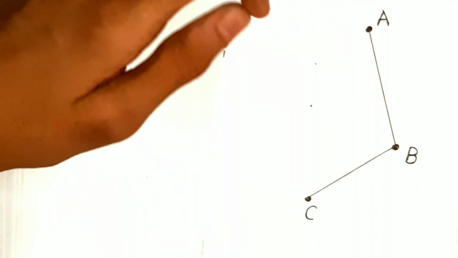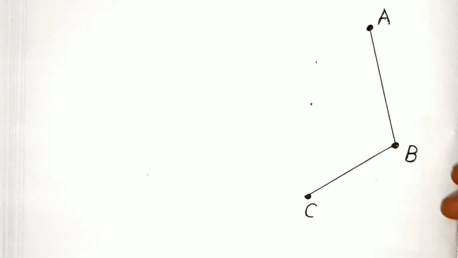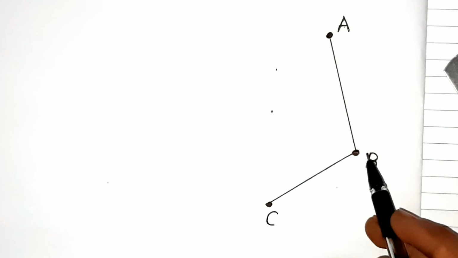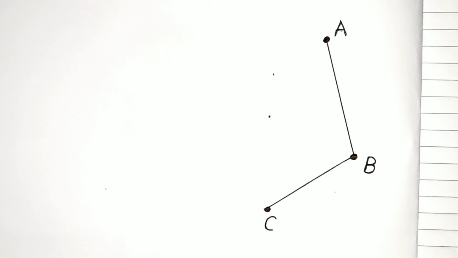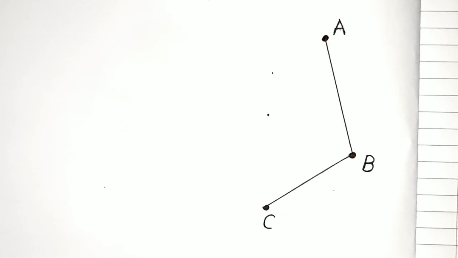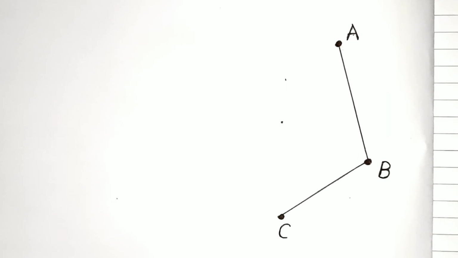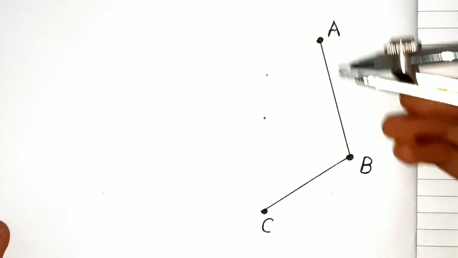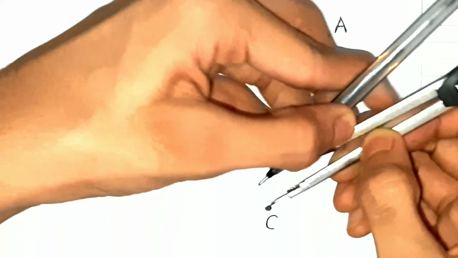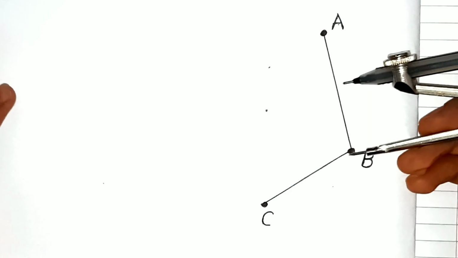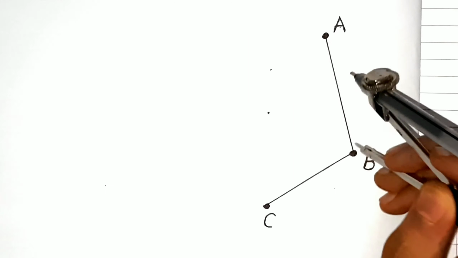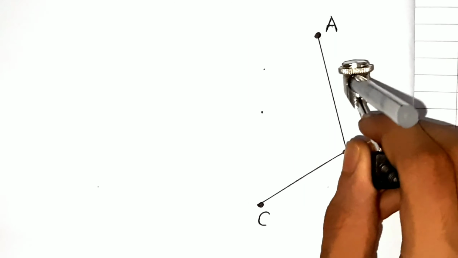Now what we need to do is bisect AB and BC. That means we need to create a line that is perpendicular to AB and BC. Okay, now to bisect any line, what you need is a compass. First we'll bisect line AB. So our radius should be more than half, that means more than half of the length of line segment AB. So here I have taken.